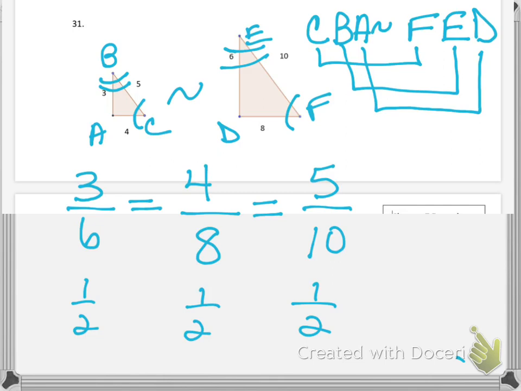So just for an exercise, can't I also write this triangle as ABC? If I write it as ABC, then A went with D. What did B go with? E. And what did C go with? F. So you can write it ABC is similar to DEF. So there are many ways to write it as long as you are consistent. Okay, so that ends the video for 6.3 and 6.4.